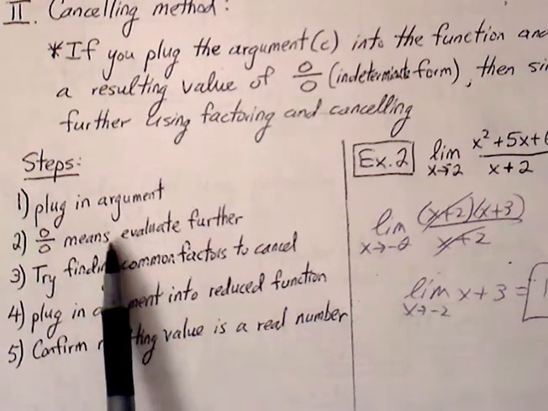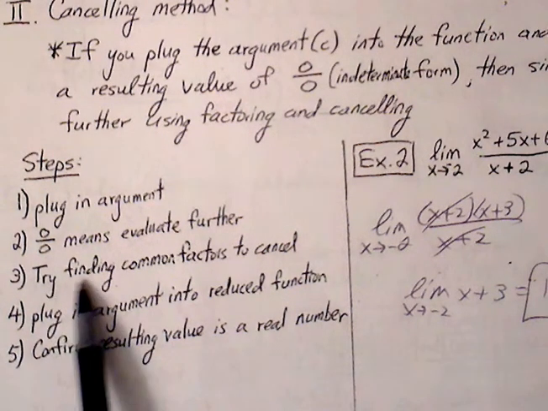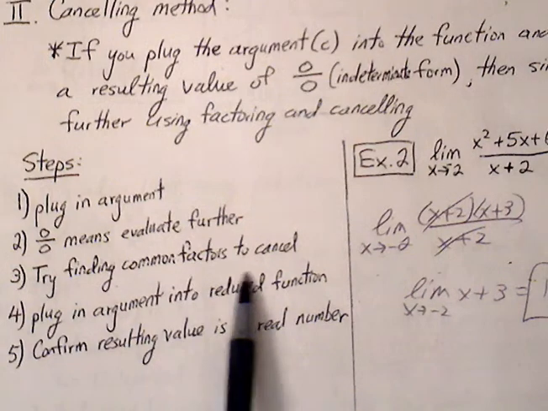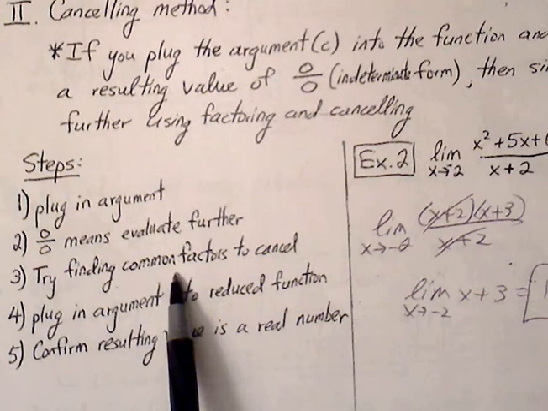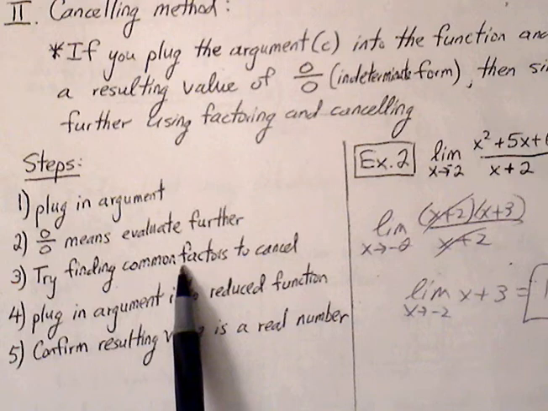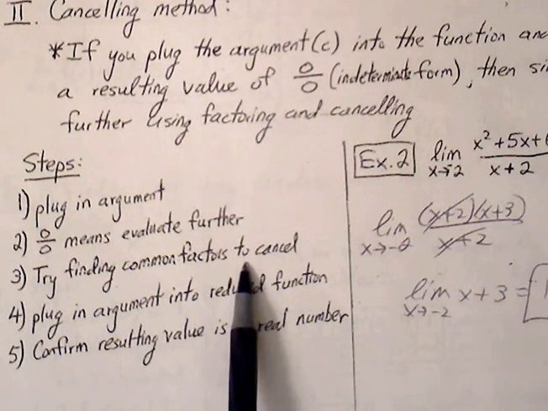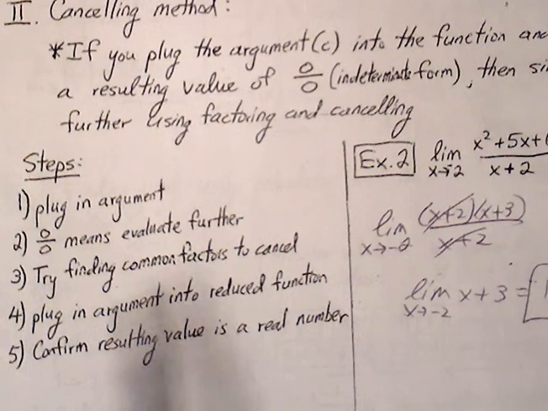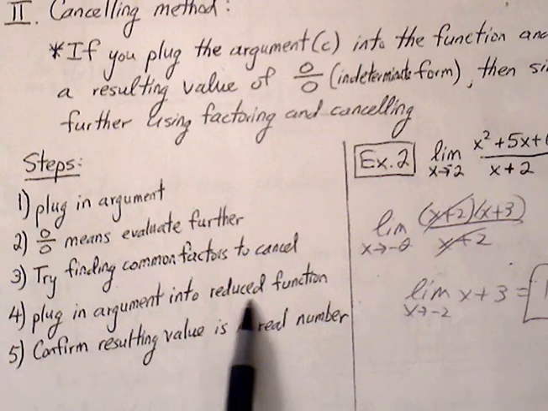When we get 0 over 0, we're going to try looking at the expression and seeing if we can find any common factors that we can reduce, common factors that are shared between numerator and denominator. If we can find common factors to cancel, then we do that. And once those common factors have been canceled, then we try replugging in the argument into the reduced function.